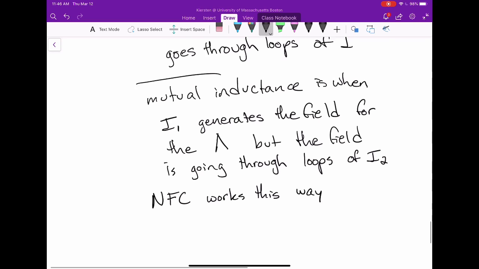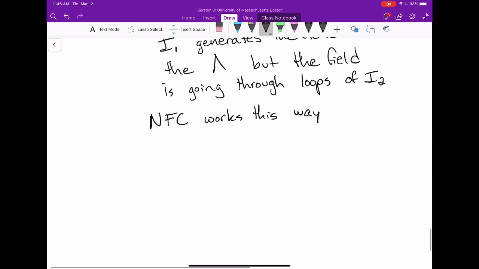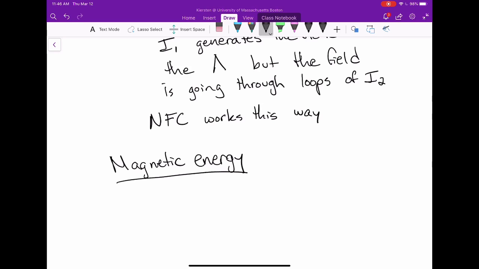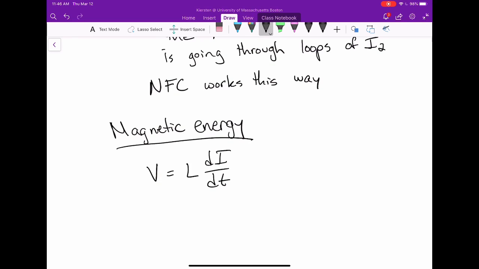Okay, last topic, and then we're going to do an example. The last topic here is magnetic energy. When we're talking about Faraday's law, I will tell you why the voltage across an inductor is equal to L di dt. For right now, we don't have enough information to derive why that is. So I just want to tell you that, and hopefully you remember this from circuits 2 or maybe even circuits 1.